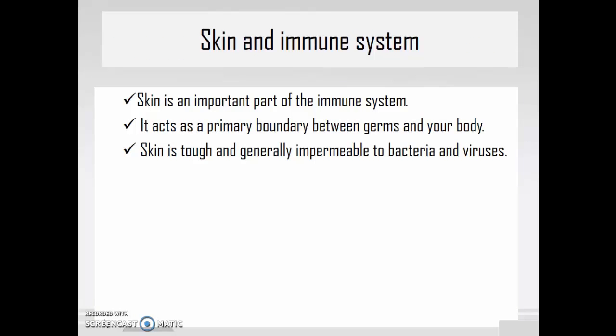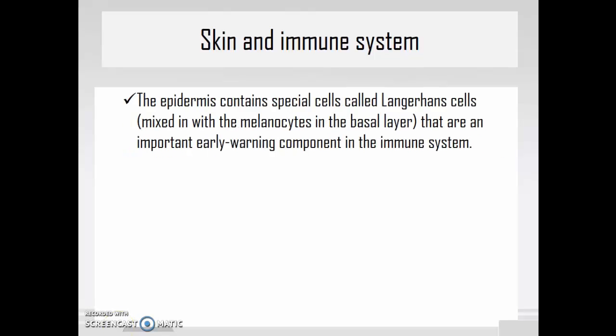Skin is an important part of the immune system. It acts as a primary boundary between germs and your body. If skin had not enclosed your body tissues, what would have happened? Germs would have attacked your body, and the vital internal organs wouldn't be safe. Also, skin is tough and generally impermeable to bacteria and viruses. The epidermis contains special cells called Langerhans cells, mixed in with the melanocytes in the basal layer, that are important early warning components of the immune system.